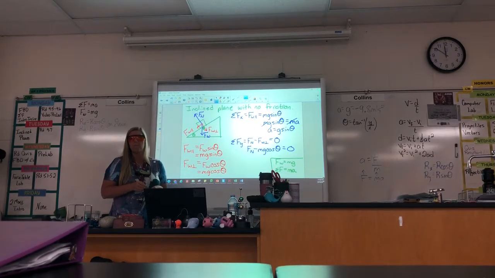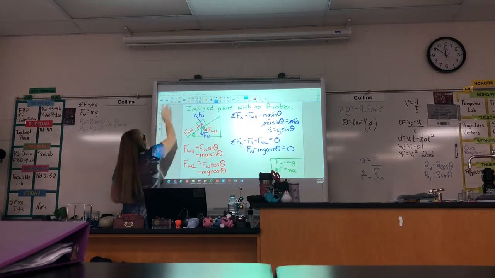Yes, ma'am? So for inclined planes, sine is always going to equal the x-axis. Okay. And it's only for inclined planes, because the angle's on the y. Any other questions? Let's do a problem together.